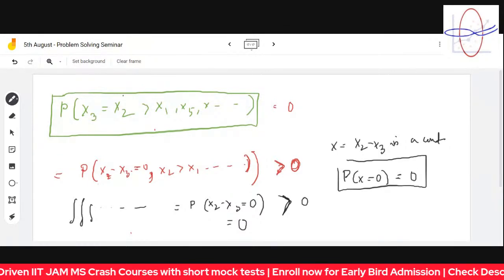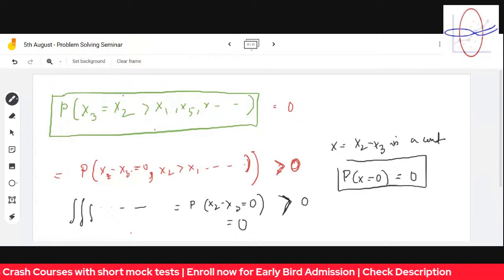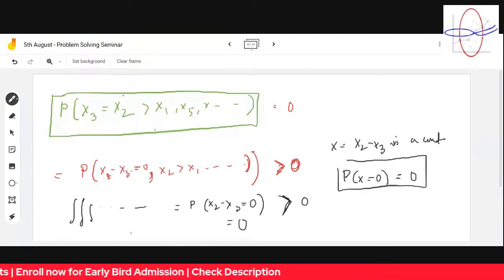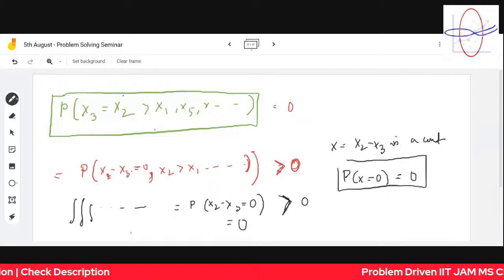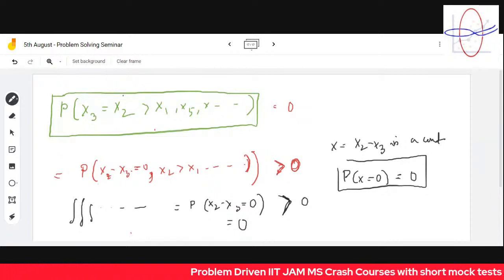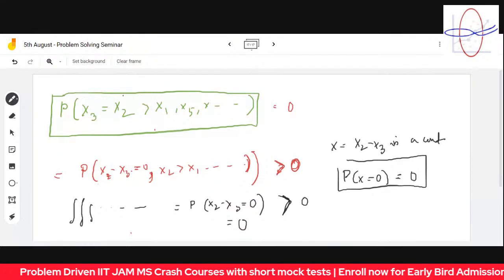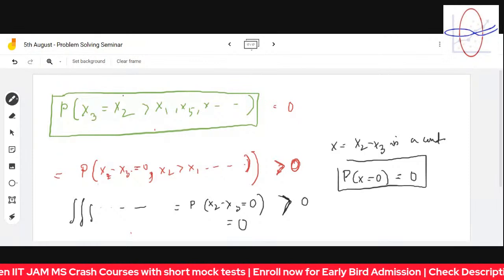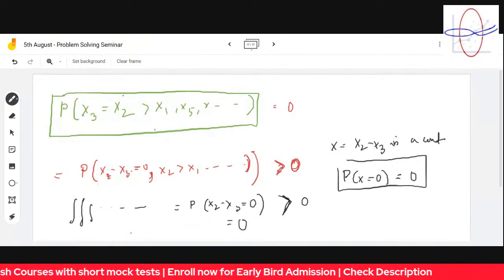Any doubts? Any doubts, guys? Thank you, Pawan. Okay, all of you understood this perfectly?